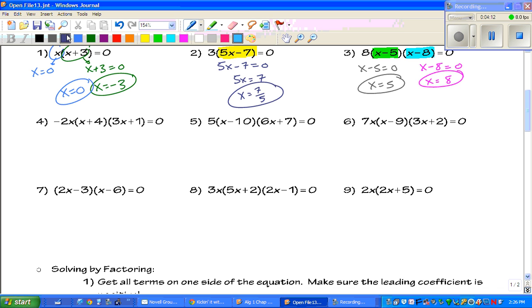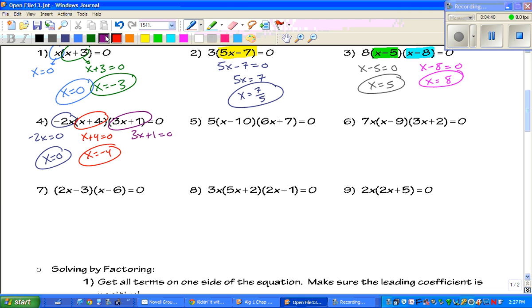Alright, let's take a look. How many factors do we have? We have 1, 2, 3. And I'm going to set each one of those equal to 0. So we get x equals 0 because we divide both sides by -2. In the red, we subtract 4 from both sides and we get x equals -4. Now in the purple, we've got to do a little bit more work. We have to subtract the 1 and then divide. Okay?